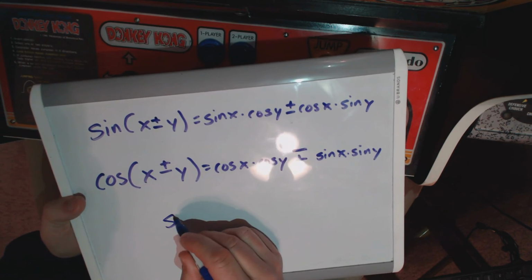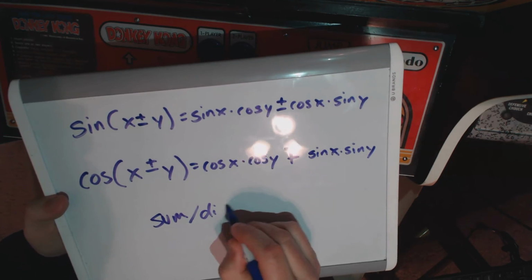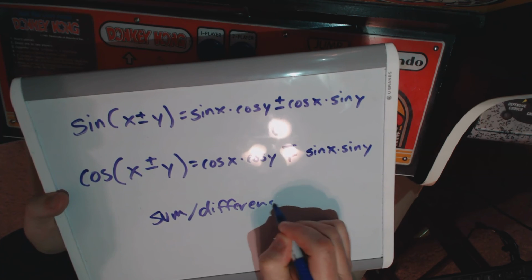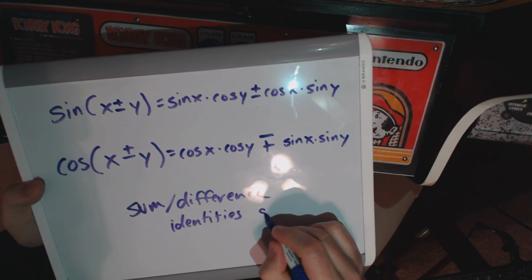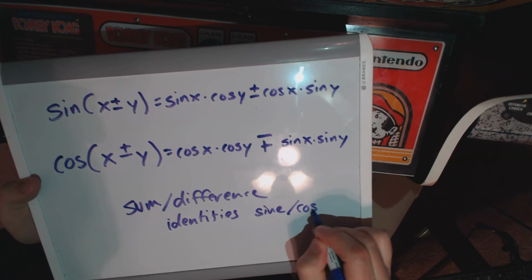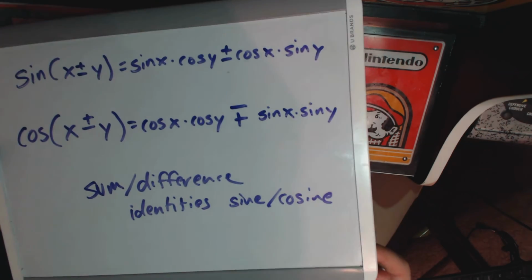But that is your sum and difference identities for sine and cosine. Okay.